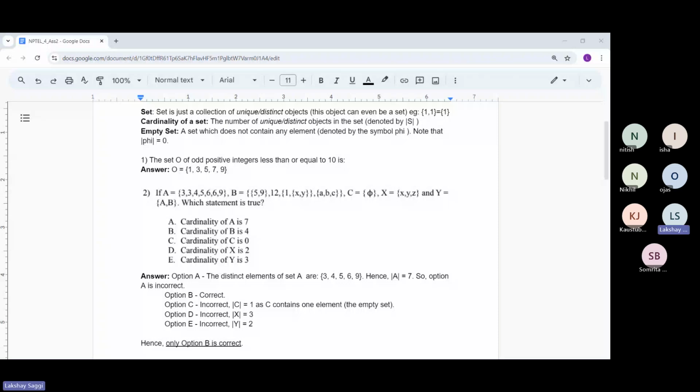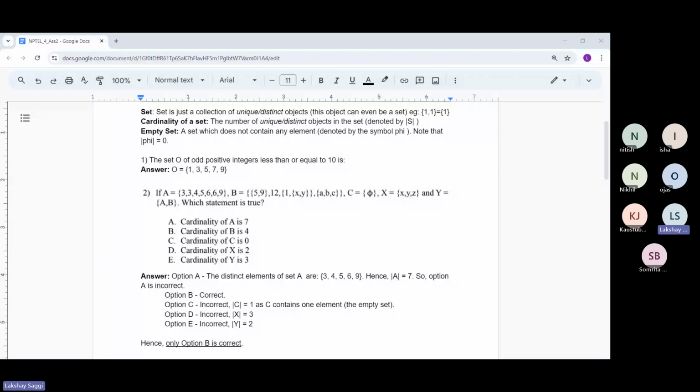So the thing is, you have to remember that phi is a set. Phi is not an element, phi is rather a set. So it is a subset of the set B. In set C, phi is a set, but set C is essentially a set of sets. So that's why the cardinality of C is 1.